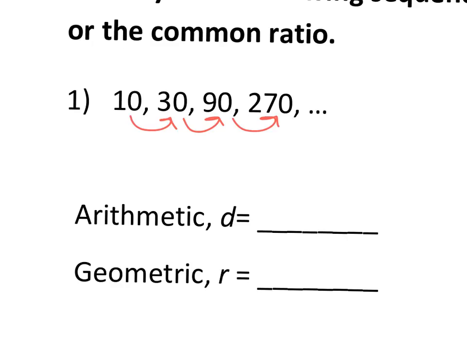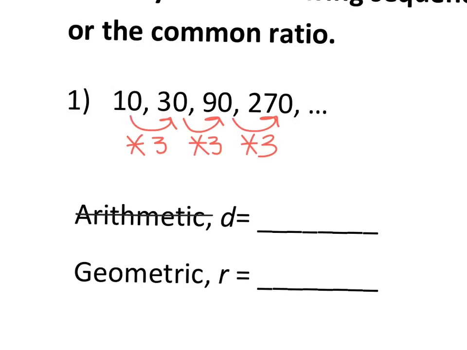What was the other option? I could also multiply by 3. So 10 times 3 is 30. What's 30 times 3? Good, it's 90. What is 90 times 3? Yup, it's 270. So does that make this arithmetic or geometric? Good, it would be geometric.